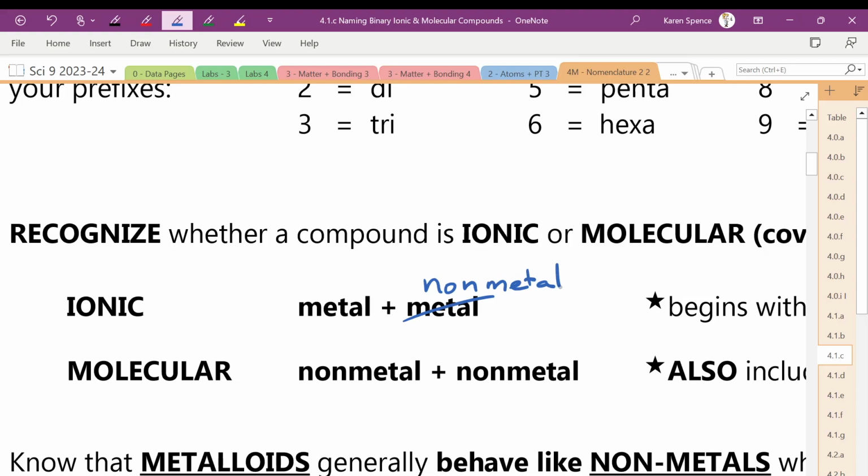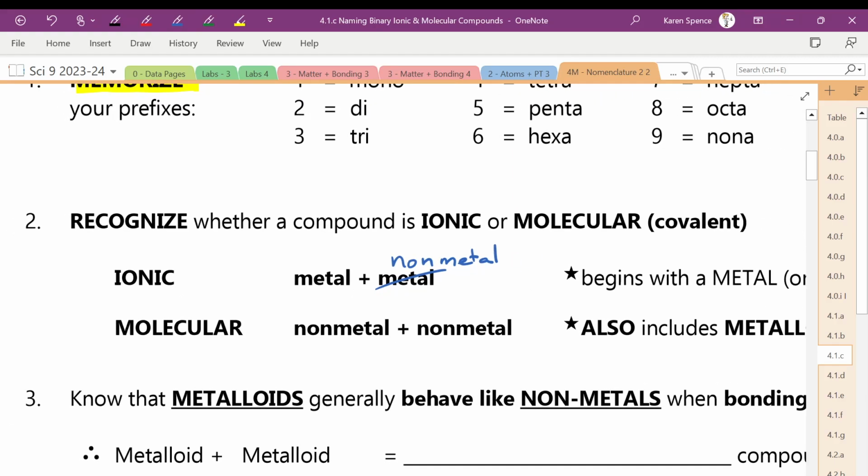Yours says non-metal in your book? Oh, that's because I stole this from last year, because it's extra work to go and print these all out into OneNote again. So I stole last year's and just imported it.